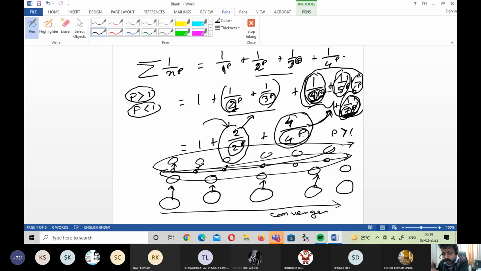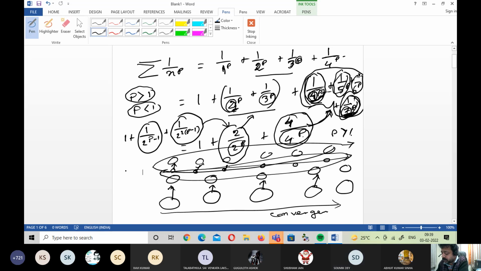Using comparison, you have to transfer it into a geometric series, so that it will be 1 plus 2 by 2 to the power p, so 1 by 2 to the power p minus 1, plus this will be 2 square, this will be 2 to the power 2p, so 1 by 2 to the power 2p minus 2. So r will be 1 by 2 to the power p minus 1.